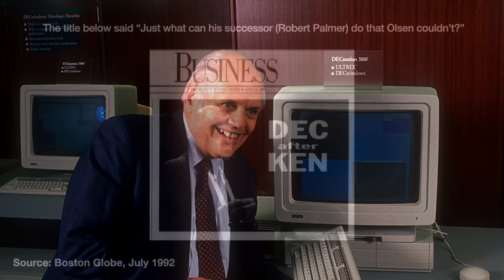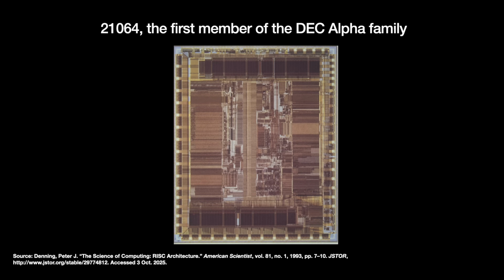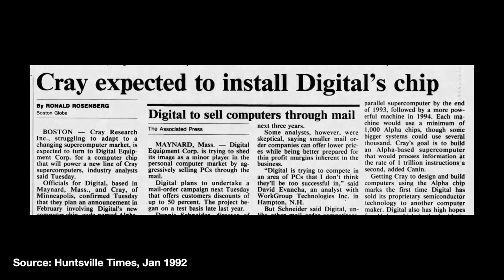Olsen's replacement as CEO was Robert Palmer, a relative outsider who positioned Alpha at the heart of the comeback. DEC intended to move all their VAX and MIPS-based customers to Alpha. They also announced for the first time that they would sell Alpha to outside customers. The first headlining customer was the famous Cray Research, which chose it for their next big supercomputer.